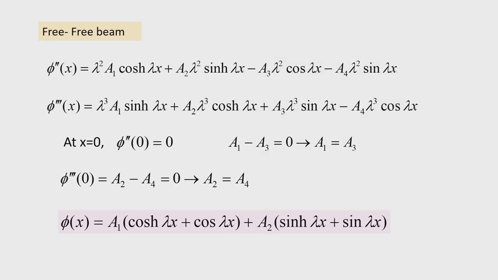Now let us come to the free beam. Here both the ends are free, an unrestrained beam. So naturally the conditions applicable are that the bending moment and shear are both zero.